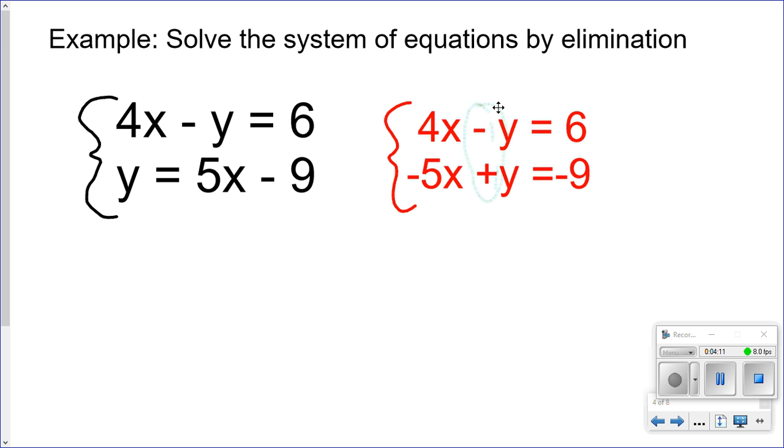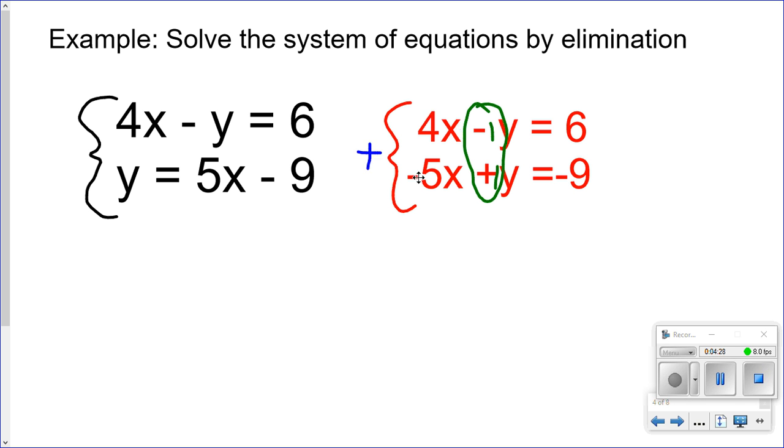And it works because, look here. The y's have the same number, the 1, that invisible 1, but they have opposite signs. Okay? So these are opposite coefficients. This means when I add them together, the y's will actually cancel out. So I'm going to add these equations together.